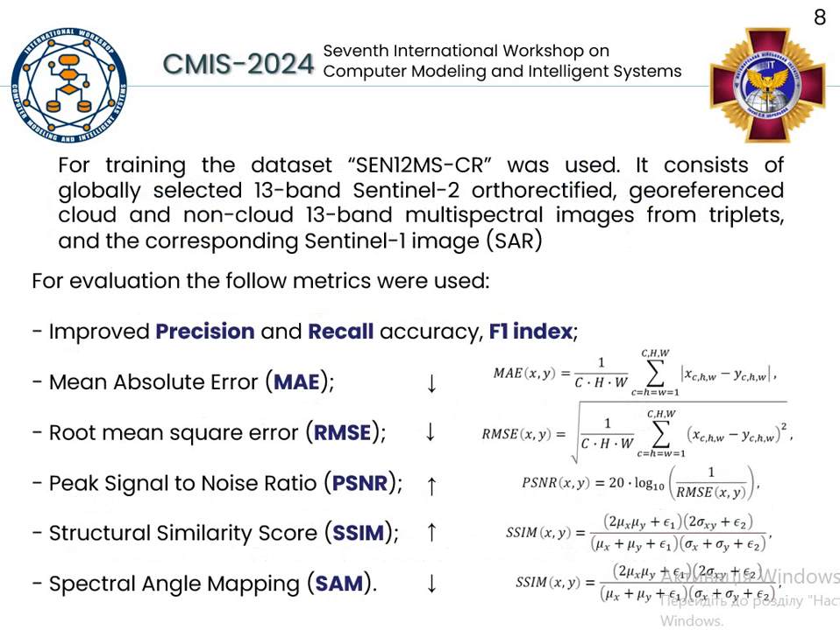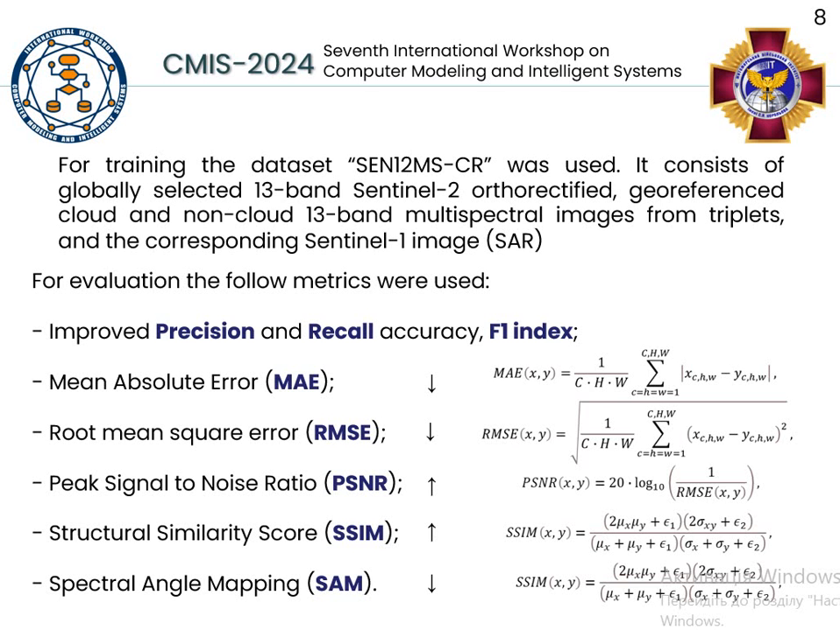For training, the dataset from Sentinel-1 and 2 was used. It consists of globally selected 30-band Sentinel-2 auto-rectified georeferenced cloudy and non-cloudy multispectral image triplets and the corresponding Sentinel-1 image, its synthetic aperture radar.